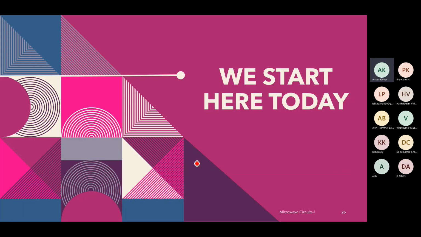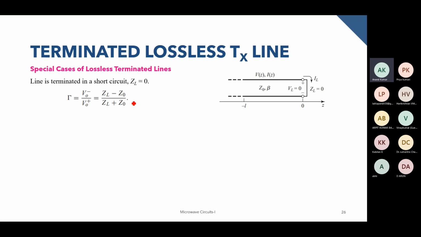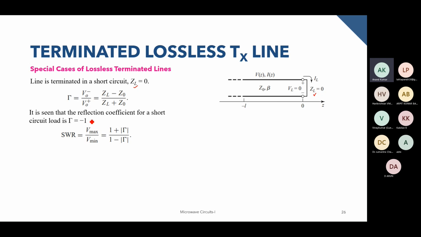And now we'll start today with some things that we could not cover in the previous class, and we'll start with the Smith chart today. So what if this transmission line, the termination, this load impedance, was a short circuit? We have already derived the generalized expression for the load impedances, and now what we do is substitute ZL equal to 0, and doing that we get the reflection coefficient equals -1, and this implies that the standing wave ratio will become infinite.